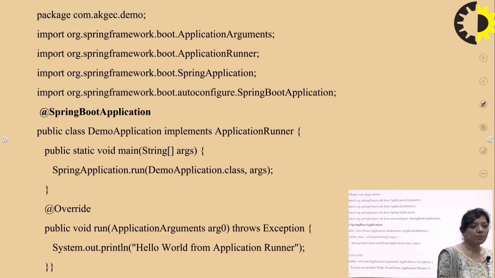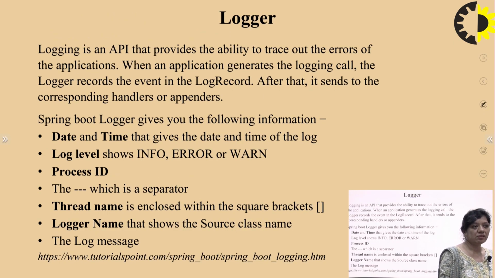In this we have the demo application class and args. Next we have override, in which we will throw an exception. Here we want to print the application runner program. Next is logger. Logger is basically an API that provides the ability to trace out the errors of the application.